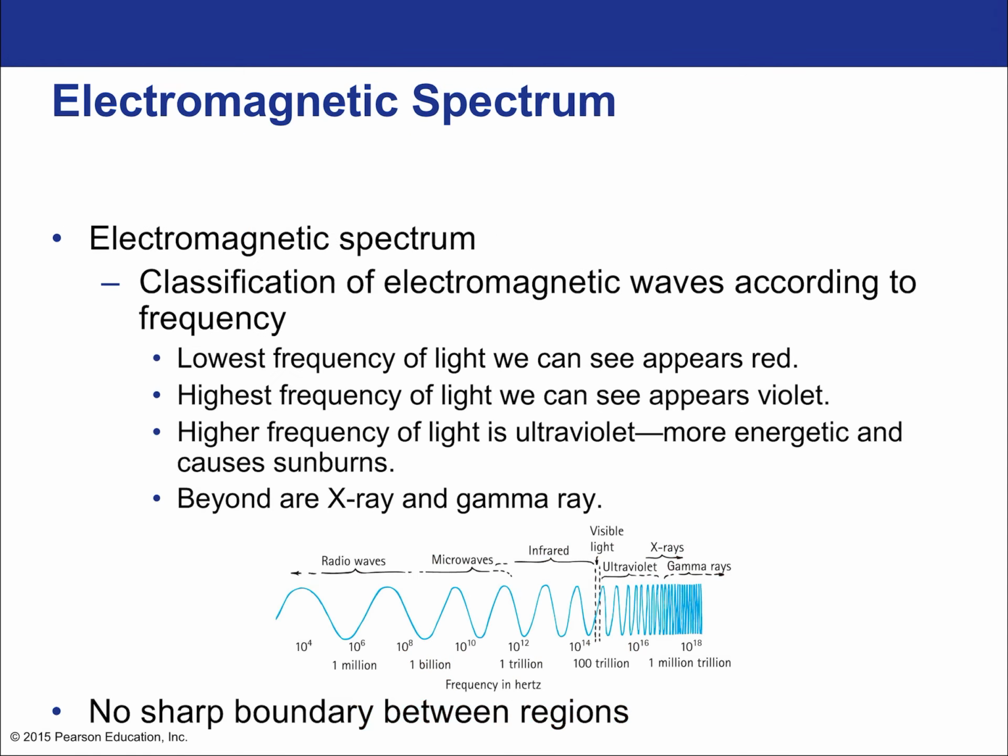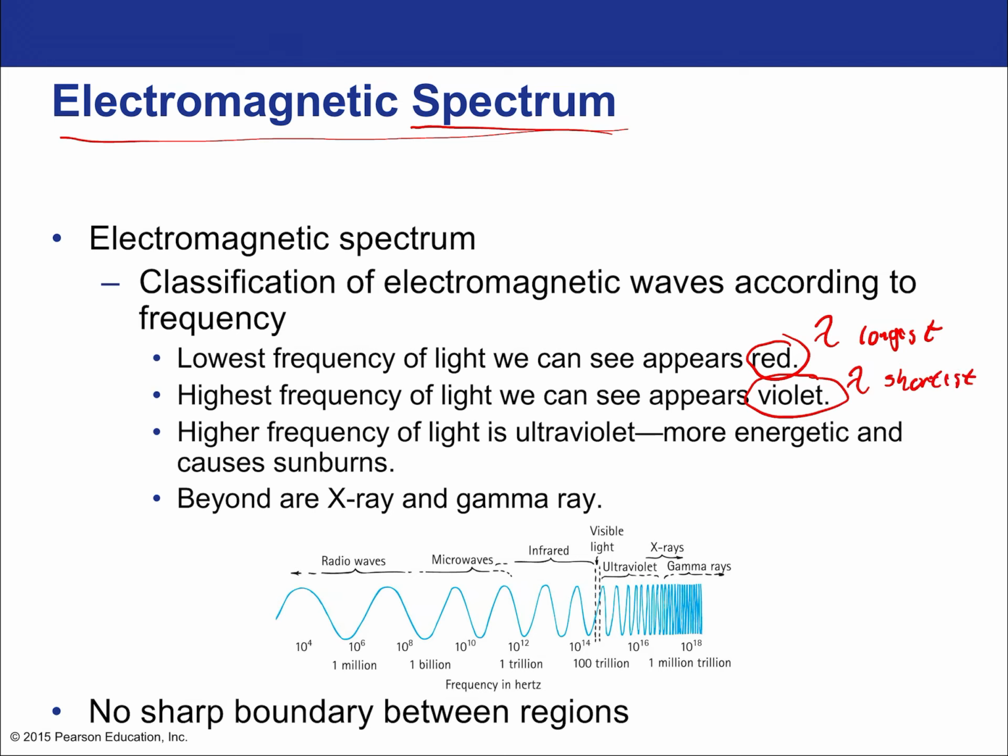All right? So the whole spectrum, the electromagnetic spectrum, also sometimes called the light spectrum, is a way of classifying electromagnetic waves according to the frequency. So in the visible spectrum, the lowest frequencies appear red, all right? So that is the longest wavelength. On the other hand, the highest frequencies are violet, right, which is a little bit higher than blue, and that is the shortest wavelength.